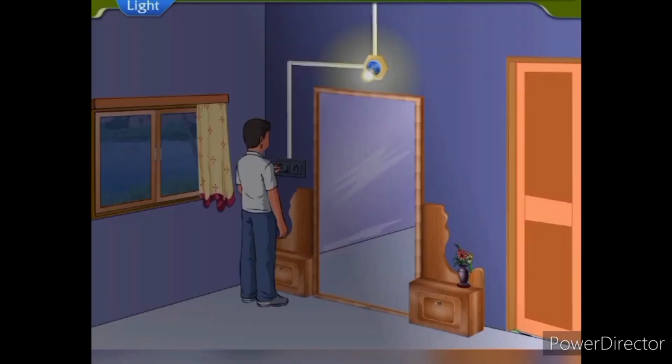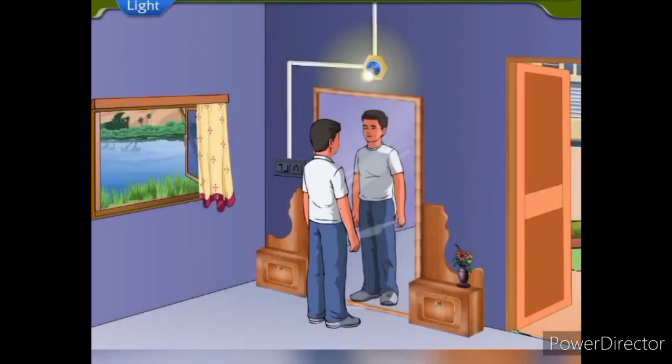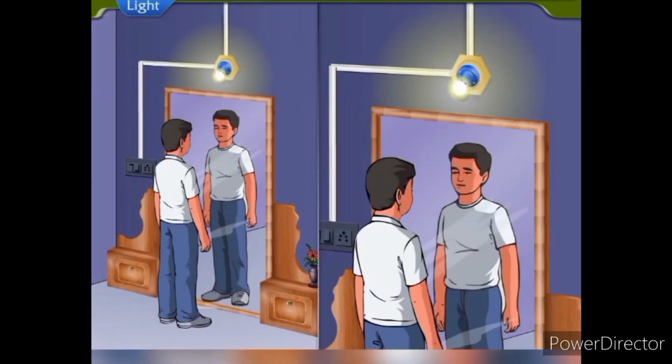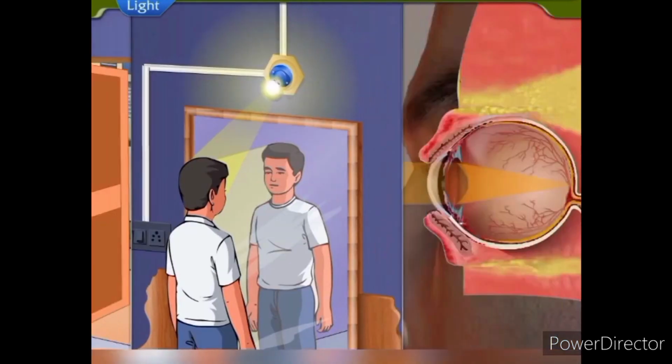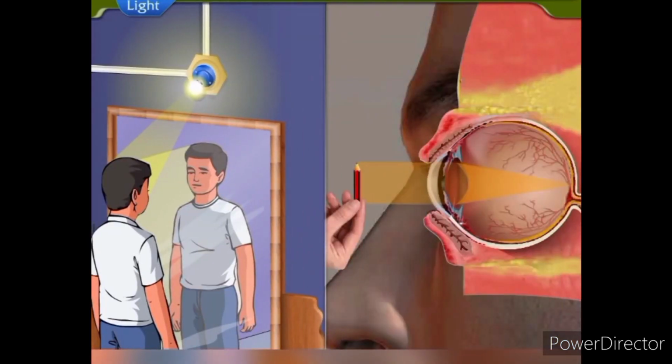This shows that the presence of light is necessary to view an image because the light rays reflected from an object fall on the mirror and its image is formed. We are able to see an object when the incident light rays reflected from that object enter our eyes and its image is formed on the retina of our eyes.